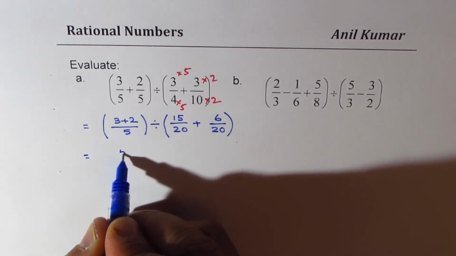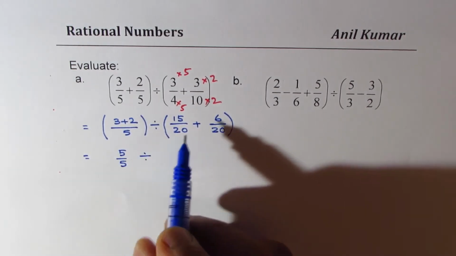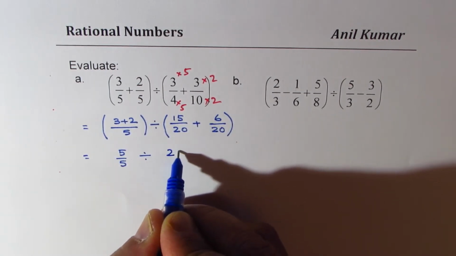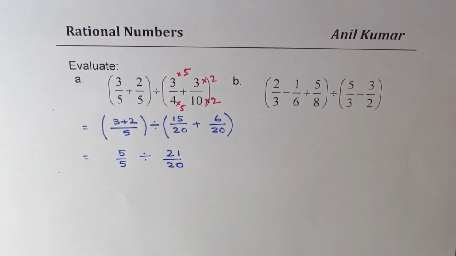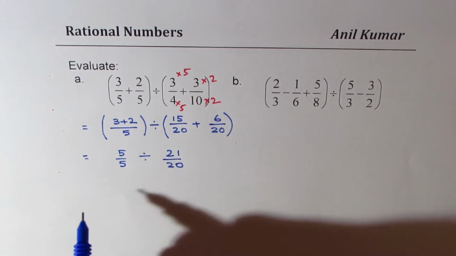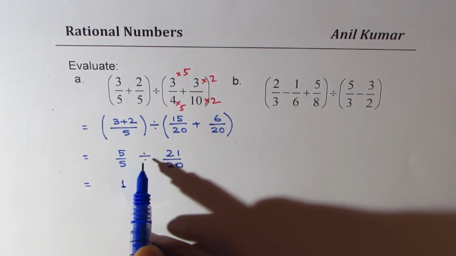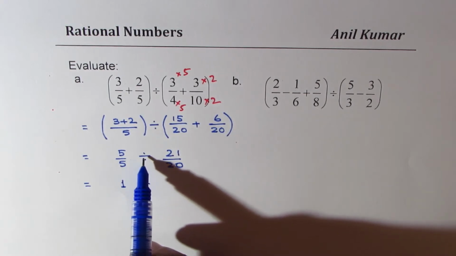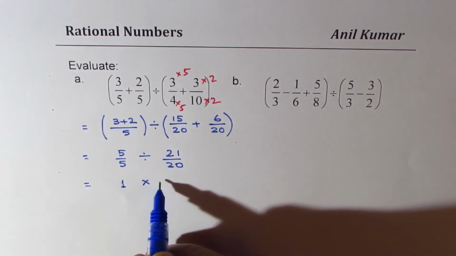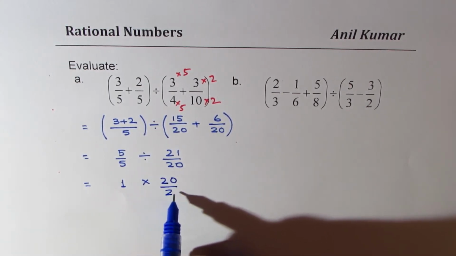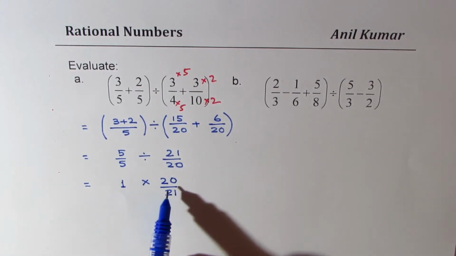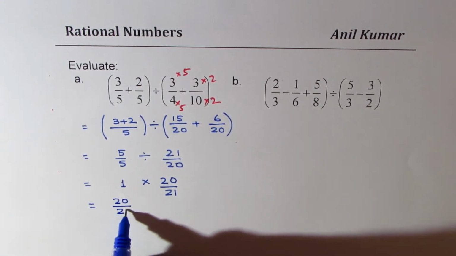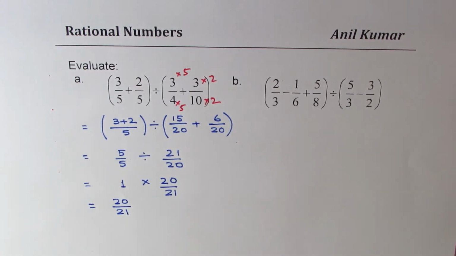Now 3 plus 2 is 5, so we get 5 over 5 divided by, you can add 15 and 6, that gives you 21. So we get divided by 21 over 20. Now 5 over 5 is just 1, so you can write this as 1. Division and multiplication are reciprocal operations. So what we can do here is divide can be replaced by multiply, and then you can flip it over, so it becomes 20 over 21. Do you see that? Now 1 times anything is that thing itself, so what we get here is 20 over 21 as our answer. So for the first one, that becomes the answer.